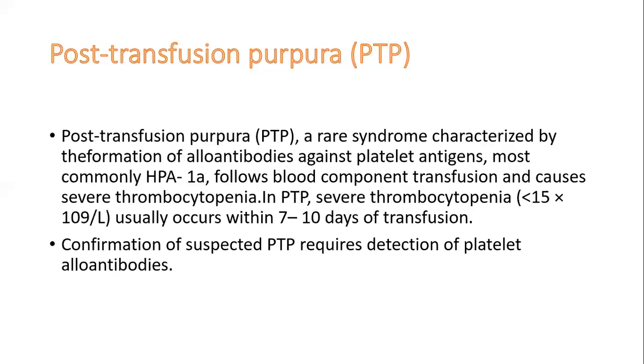Now, coming to post-transfusion purpura. It's another rare syndrome characterized by the formation of alloantibodies against platelet antigens, most commonly HPA-1. It follows transfusion and causes severe thrombocytopenia, usually less than 15,000, within 7 to 10 days of transfusion. The confirmation is by detection of platelet alloantibodies.